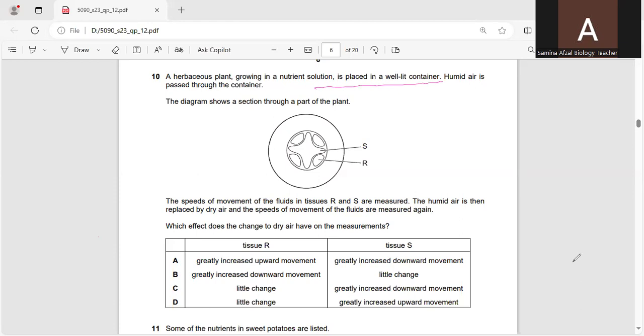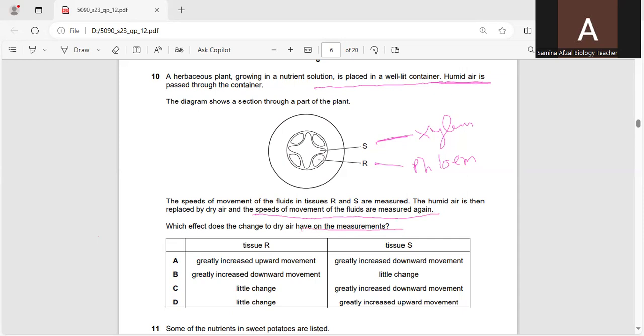In the plant section, you can see the vascular bundles in the center as star shaped. S shows the xylem, and R is phloem, which is in between the limbs of xylem. The speeds of movement of the fluids in tissue R and S are measured. The humid air is then replaced by dry air. First of all, it was humid air. Now they have replaced it with dry air, and the speeds of movement of the fluids are measured again. Which effect does the change to dry air have on the measurement?